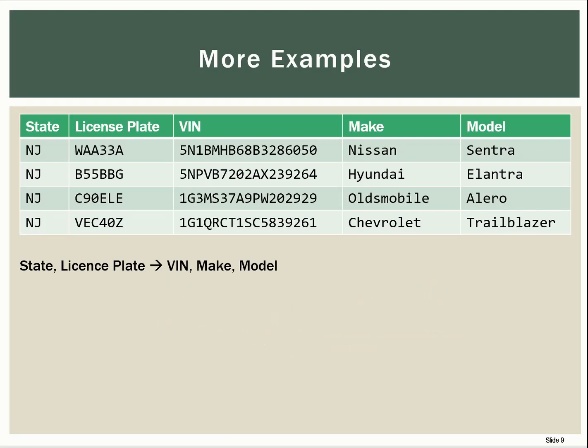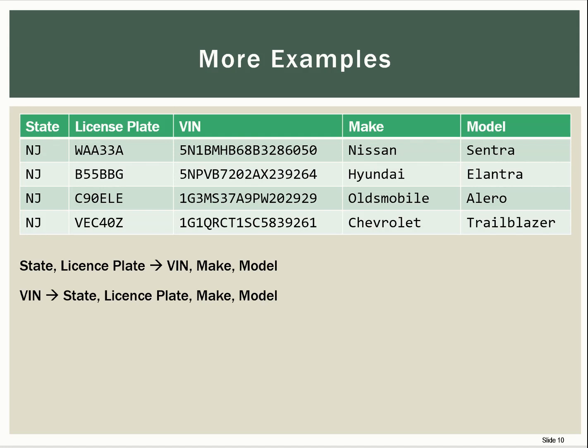So my first functional dependency is shown here. The state and the license plate number together will functionally determine the VIN, the make, and the model. That's because the state and the license plate number are unique to identify any automobile. And I need both the state and the license plate number because license plate numbers can repeat across multiple states. So that is our first functional dependency. For a state and a license plate, there's only one possible value for the VIN, only one possible value for the make and model of the car.